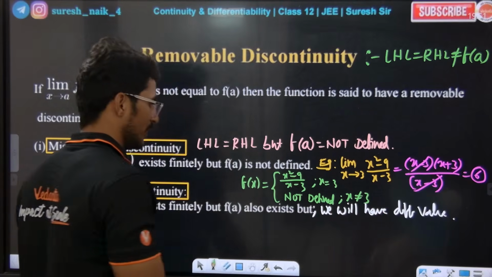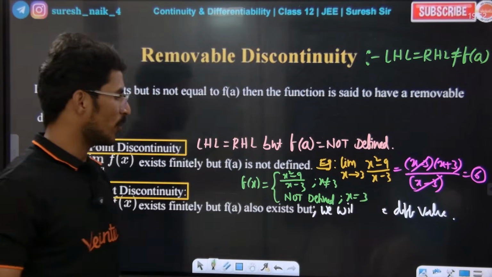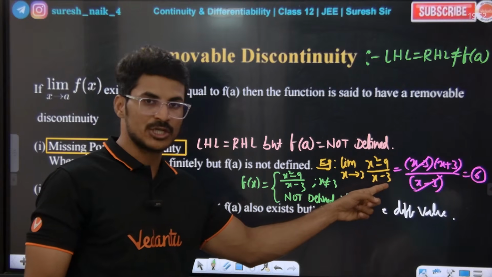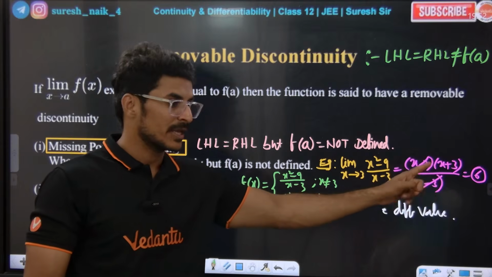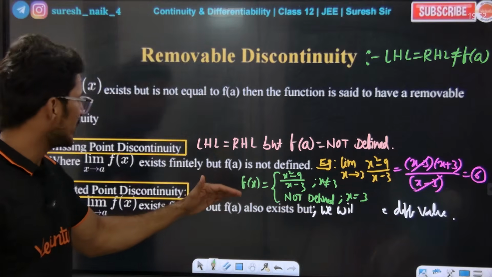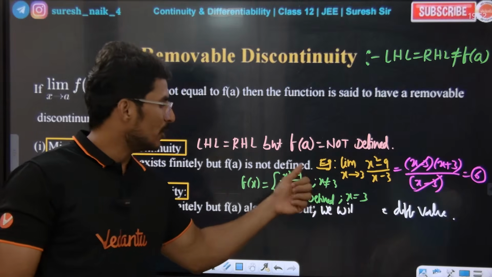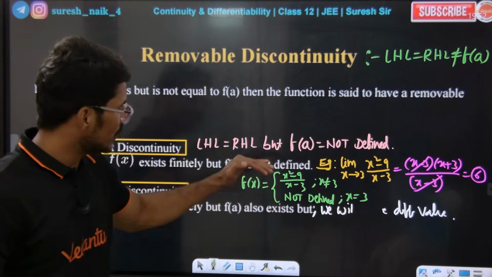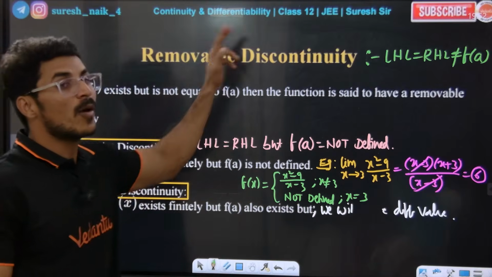Are you getting the point? Sorry, wait. When x is not equal to 3 here, and when x is equal to 3 there. Can we define it like this? The functional value at 3 is not defined, because putting 3 gives 0 in the denominator. Otherwise we get 6. So LHL and RHL are both 6, but near 3 the function is not defined. That is why I'm telling you, missing point discontinuity means the function is not defined at one point. That is missing point discontinuity.